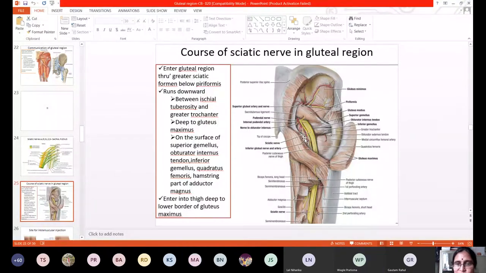Ischial tuberosity. Yes. Very good. So the sciatic nerve enters into the gluteal region through the greater sciatic foramen. It lies below the piriformis. What are the courses? We'll only study the course of the sciatic nerve in the gluteal region. The remaining part of the sciatic nerve will be dealt with in the back of the thigh. So today I will only deal with the sciatic nerve in the gluteal region.